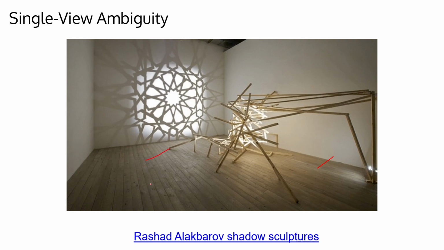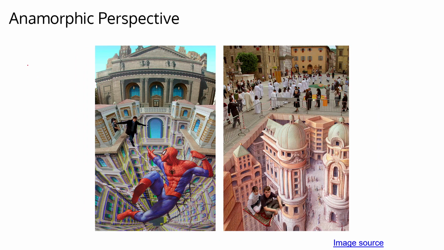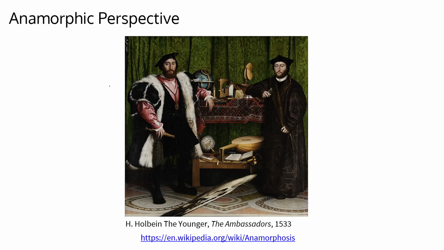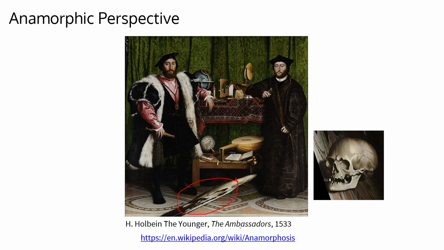You can see the image here. And then anamorphic perspective, these are things that are drawn and so on. So you can look at these links. Then here, there is an image here, and that image is there. So you have to apply a transform to recover that.